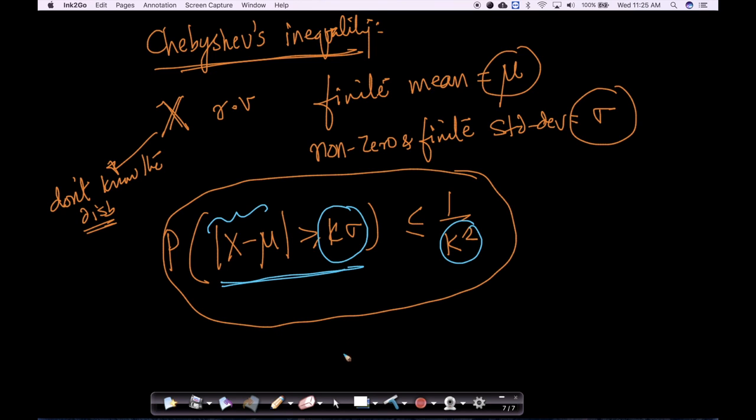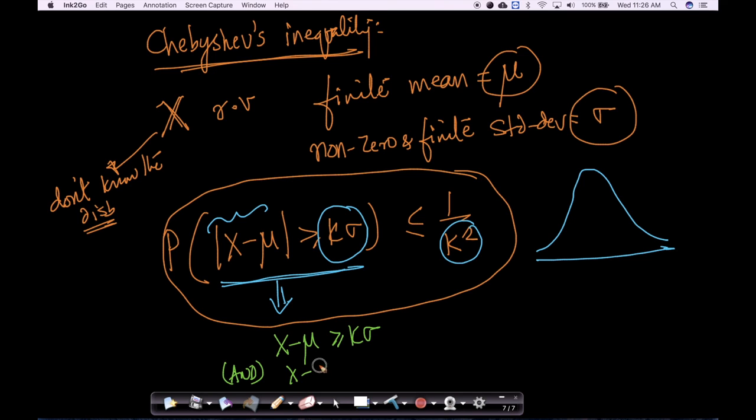Can we write it more simply? Let's say Gaussian distribution and try to understand it. This distribution need not be Gaussian, by the way. This will work for any distribution with a finite mean and a finite and non-zero standard deviation. So what does it mean when the absolute value of X minus mu is greater than or equal to k sigma? This implies that X minus mu is greater than or equal to k sigma and X minus mu is less than or equal to k sigma.